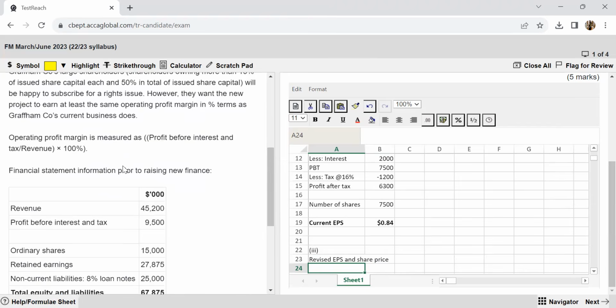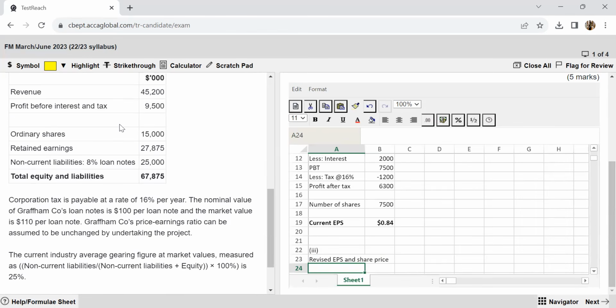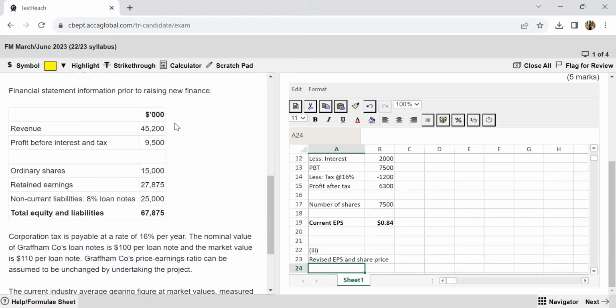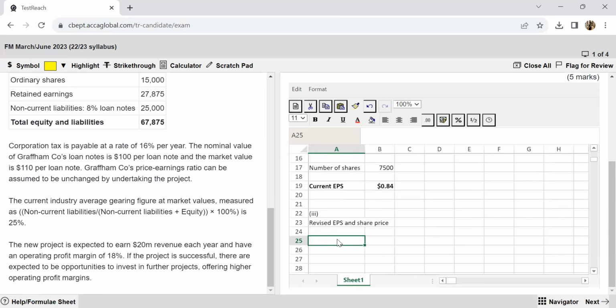Let's find that out. Profit before interest and tax divided by revenue into 100% gives you your operating margin, and it was given that the new project is expected to earn 20 million in revenue and have an operating profit margin of 18%. So how much is going to be my profit? My profit on the new project is going to be 18% of 20 million. So 3.6 million is going to be my profit.